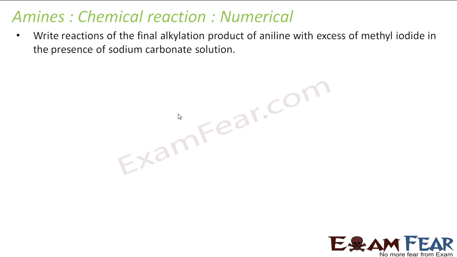So let's see this question. We have to write the reaction for the final alkylation product of aniline with excess methyl iodide. So I have this aniline. This reaction is with excess methyl iodide in the presence of sodium carbonate solution. Let's see what happens. First, this hydrogen will be replaced with this methyl. So you get something like this.